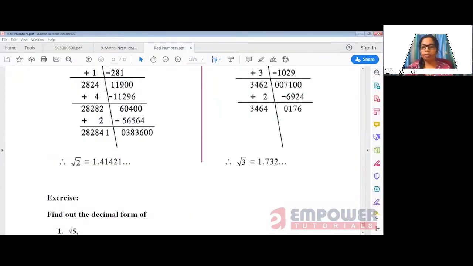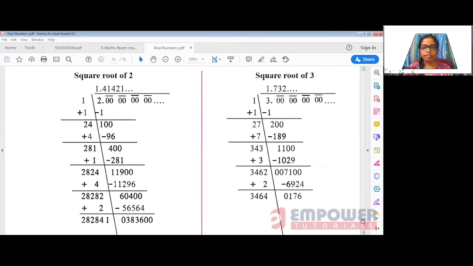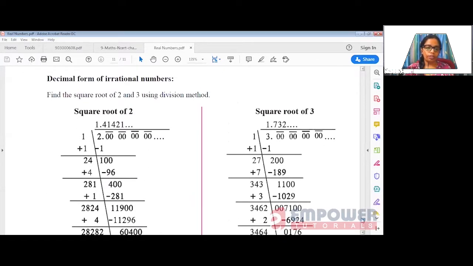When we have to find the decimal form of a rational number, we just do division, right? We will use the division method only, but it's a little bit different from our normal division. We can find the decimal form of an irrational number by using the division method. You can also call it the long division method, since you are getting a non-terminating, non-recurring form of your irrational number.